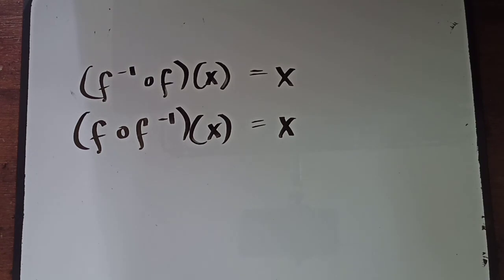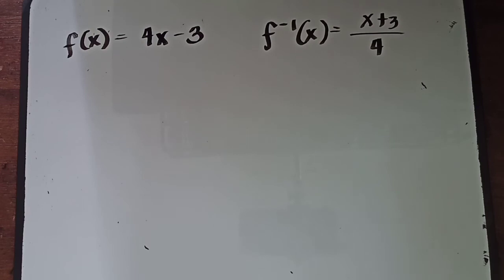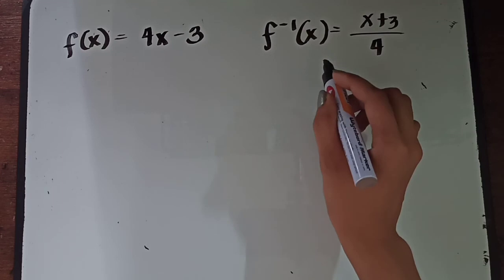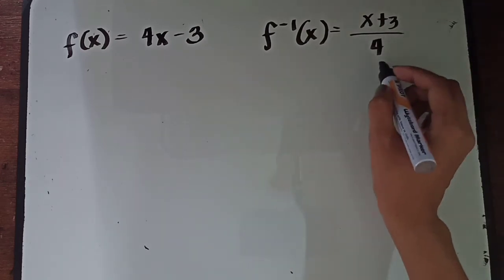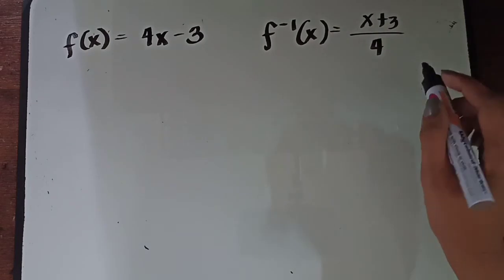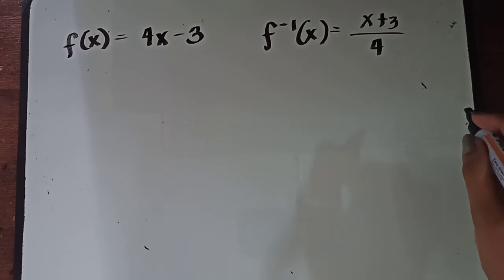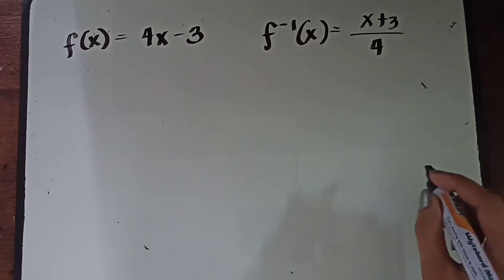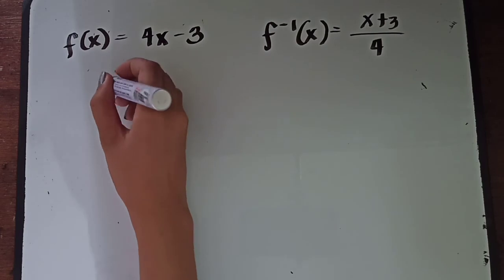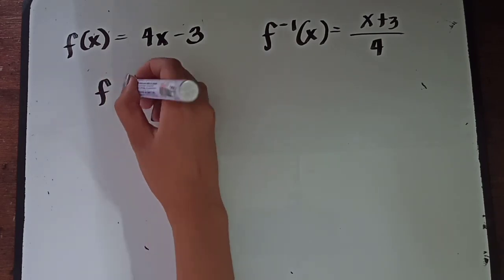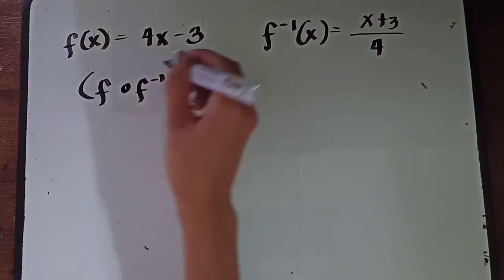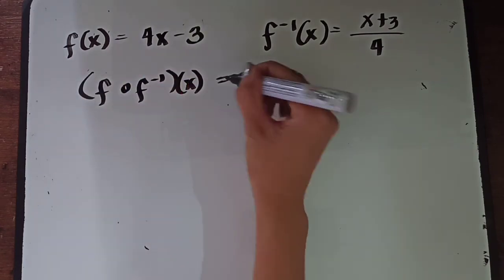Okay, so balikan natin yung nakuha nating sagot kanina. Okay, so kanina yung given natin is f of x is equal to 4x minus 3. And yung nakuha nating inverse is f inverse of x is equal to x plus 3 over 4. Ito yung nakuha nating sagot kanina. So again, to verify if the two functions are inverses of each other, pwede natin gamitin si composition of function. Okay, so let's try f circle f raised to negative 1 of x is equal to.